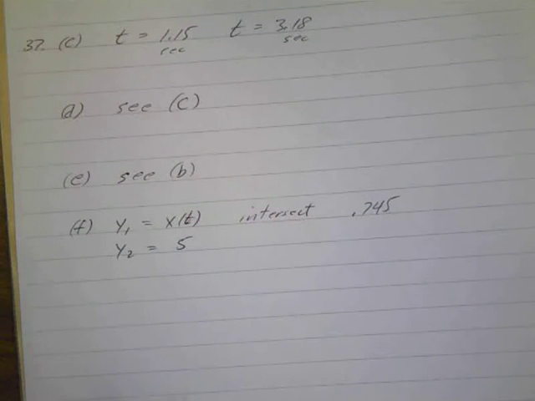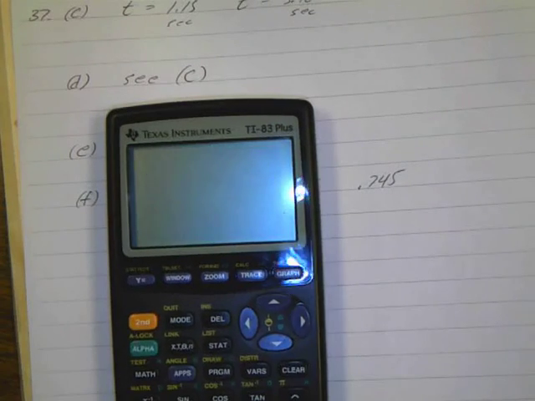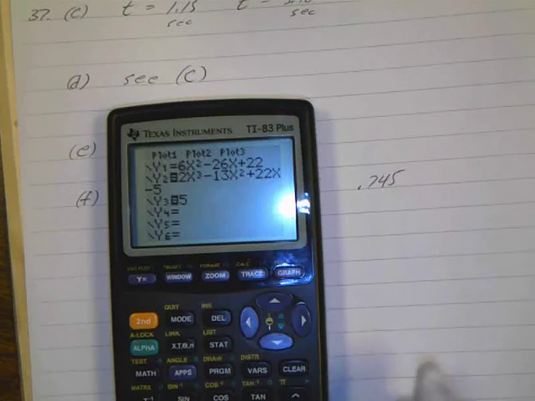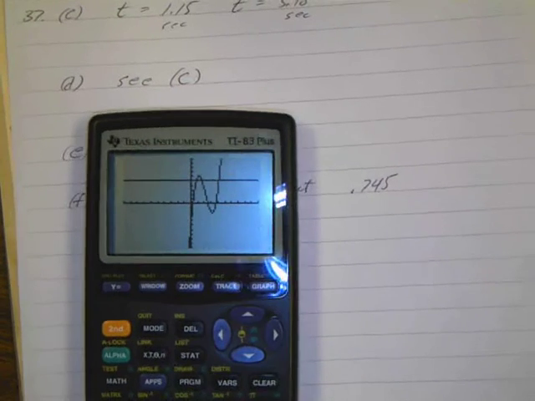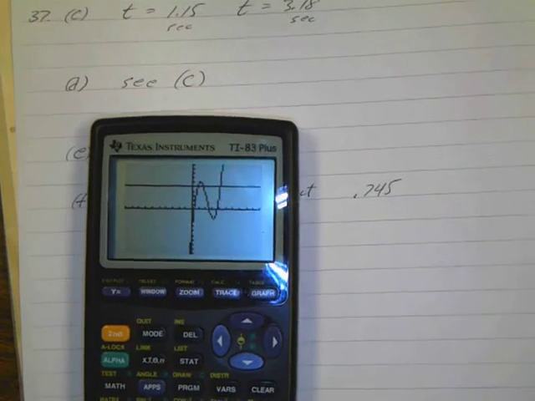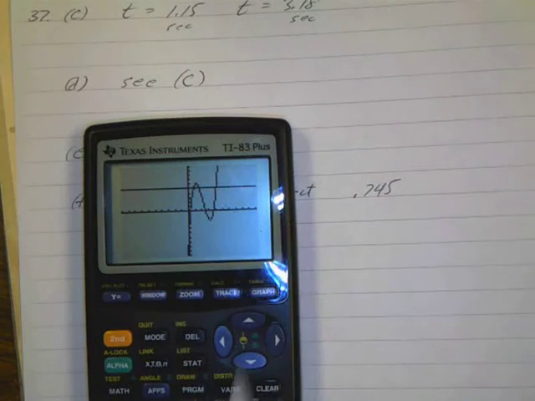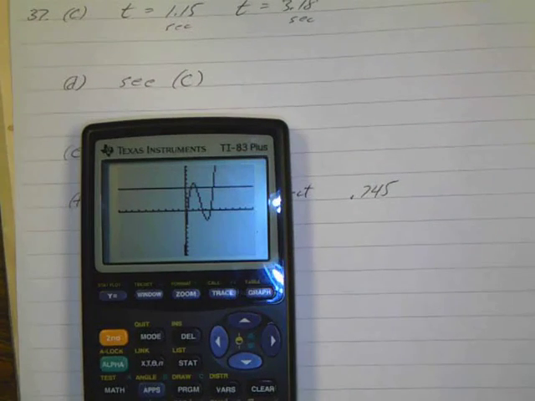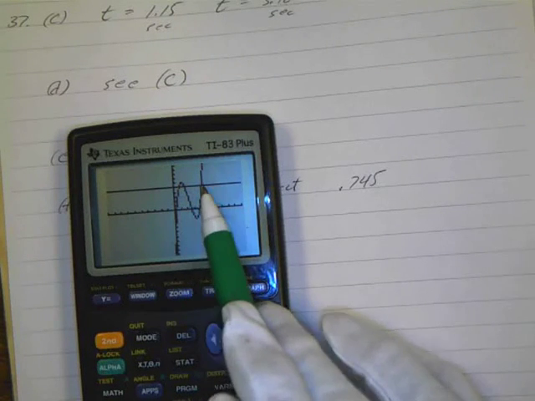And then letter F, when is the particle at the point 5,2? So that means the value would be 5. What I did was basically I just graphed, and you can see here, this is the position function. And then this is the line y equals 5. So the position is 5 where they intersect, and these were the three values they had.